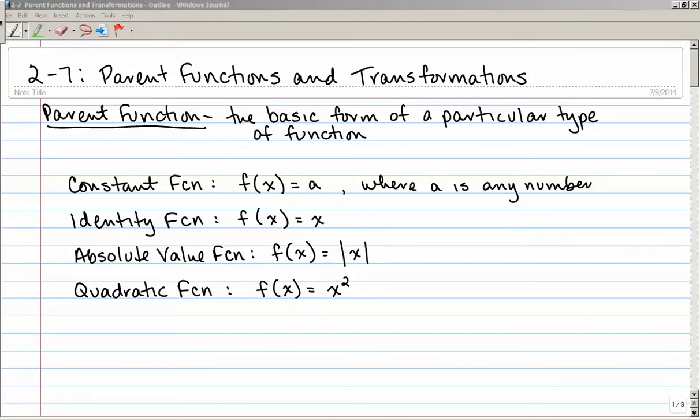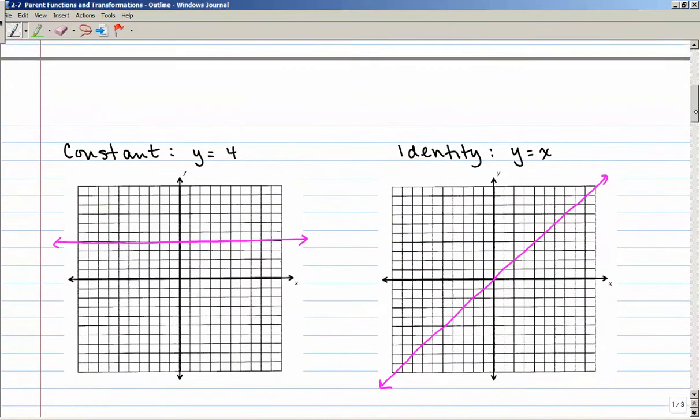The identity function is f of x equals x. In other words, x and y are identical, they are the same thing. The absolute value function, where f of x is equal to the absolute value of x. And the quadratic function, where f of x is equal to x squared. So here's what they look like.